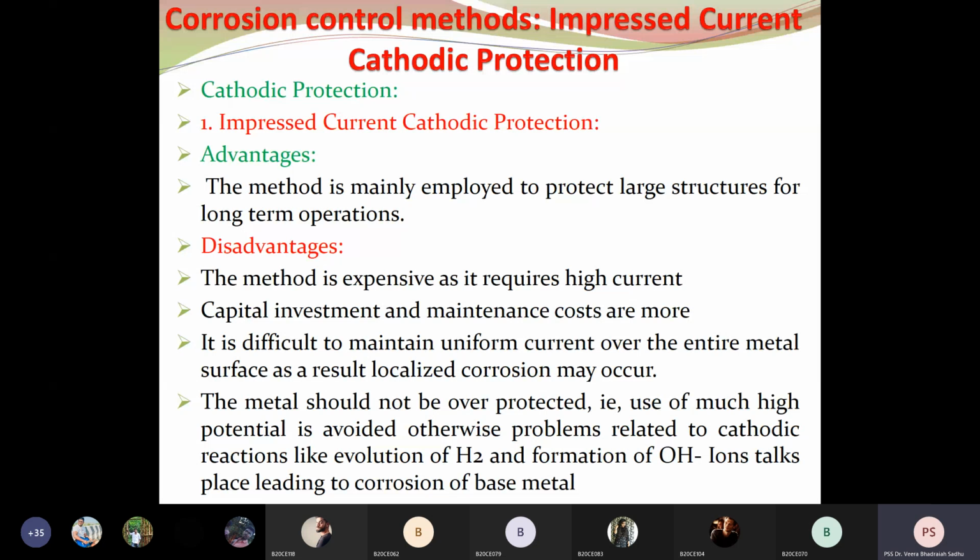So the metal should not be over protected. So use of much high potential is avoided. Otherwise, problems related to cathodic reactions like evolution of hydrogen and formation of hydroxide ions take place, leading to corrosion of base metal. So if there is over potential, cathodic reactions may take place and release hydrogen and some hydroxide ions, which cause your base metal to corrode.